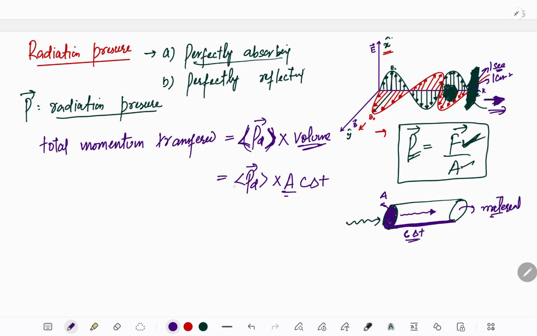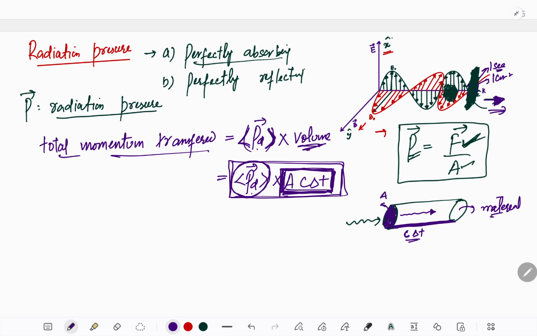So this whole lot of momentum will be transferred to the surface. This is the momentum per unit volume, average momentum per unit volume present in the electromagnetic wave, and this is the total volume that momentum traveled. Or the whole volume contains that much of momentum density, total momentum. Because momentum density into the volume will give us the total momentum transferred.